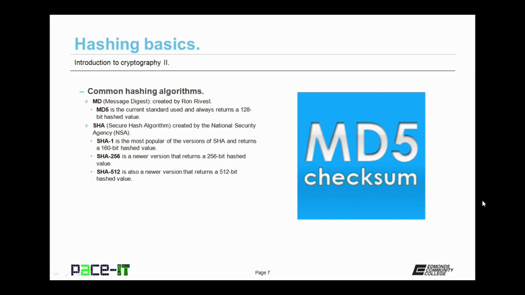The other most common hashing algorithm is SHA, that's Secure Hash Algorithm. It was created by the National Security Agency, also known as the NSA. SHA-1 is the most popular version of SHA and always returns a 160-bit hashed value. There is also SHA-256, and that version always returns a 256-bit hashed value. And finally, there is SHA-512. It is also a newer version of SHA that returns a 512-bit hashed value.